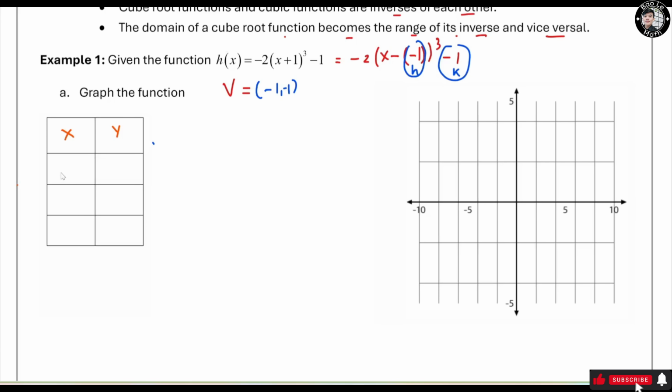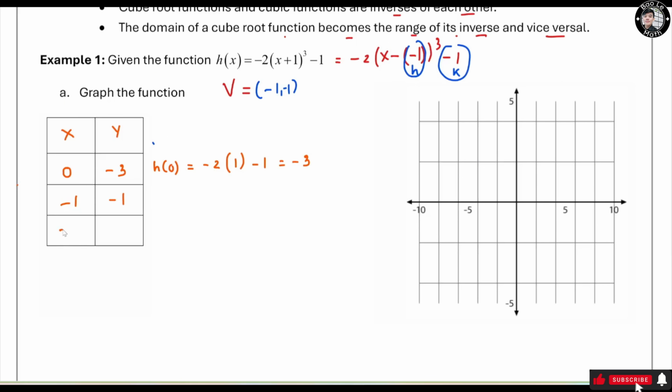Now we're going to let s equal 0. Substitute over here, we're going to find y, right? So we have h of 0 is going to be -2 times 0 plus 1, that's 1 cubed, which is 1, right? Minus 1 is going to be -3. Now s equals -1, y equals -1. This is the vertex, right?